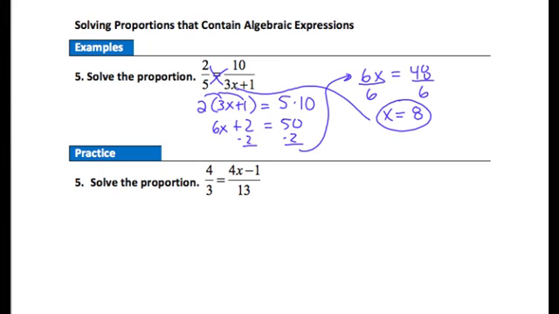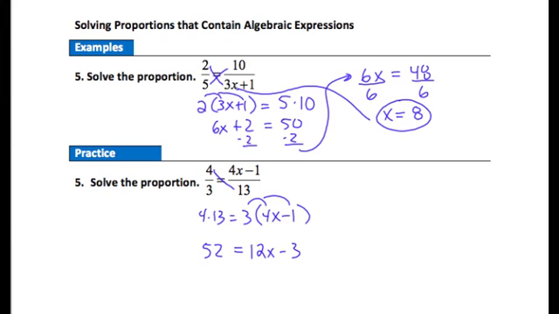Okay, question 5. We're asked to solve this proportion. So we'll take a look at this diagonal. 4 times 13 on one side. And then 3 times this whole thing, 4x minus 1. So multiplying 4 times 13, we're going to get 52. Distribute the 3. So let's see, 12x minus 3.